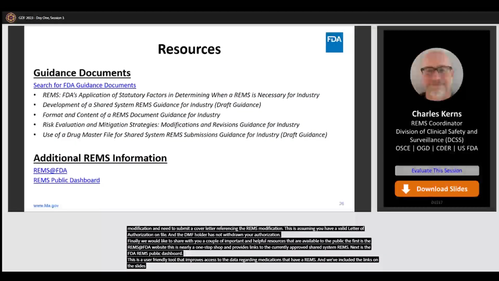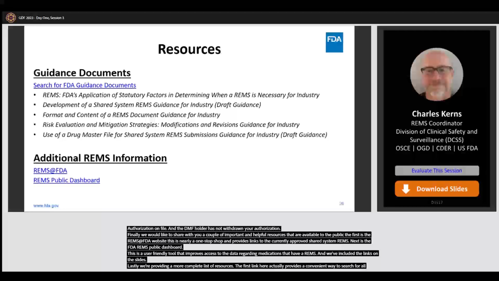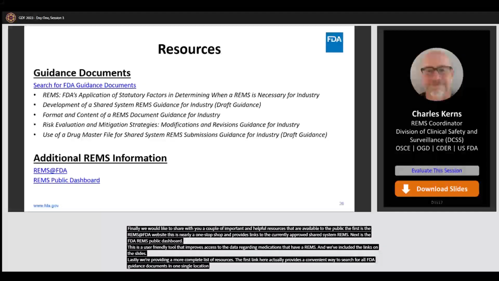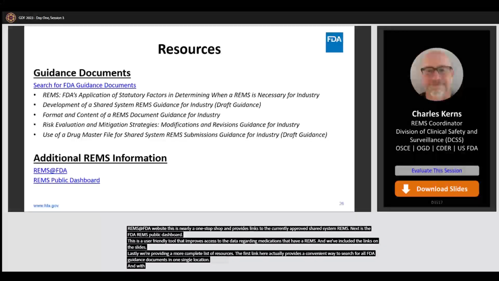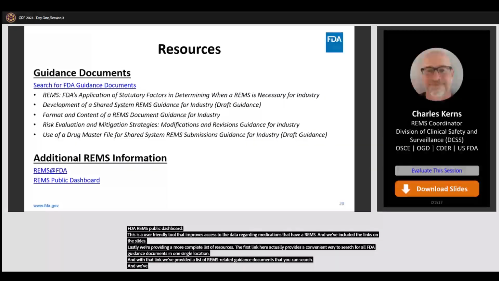Lastly, we're providing a more complete list of resources. The first link here actually provides a convenient way to search for all FDA guidance documents in one single location. And with that link, we've provided a list of REMS-related guidance documents that you can search. And we've also included links to those 2 additional resources that we just mentioned.